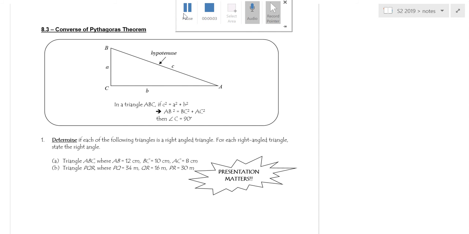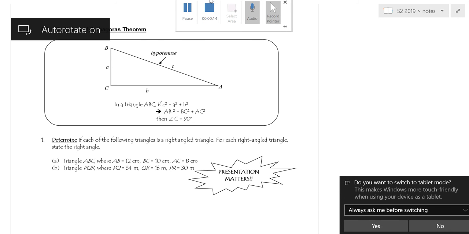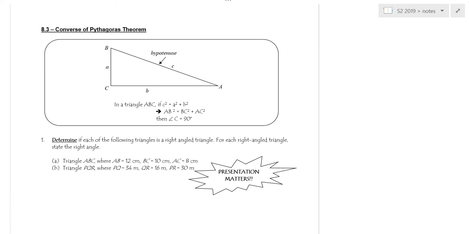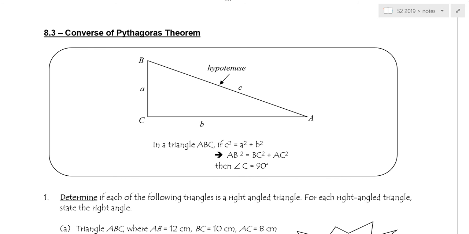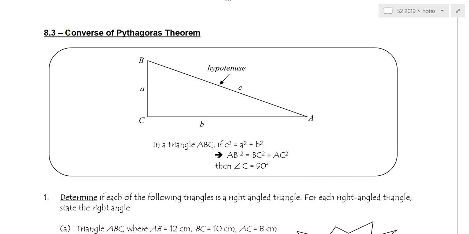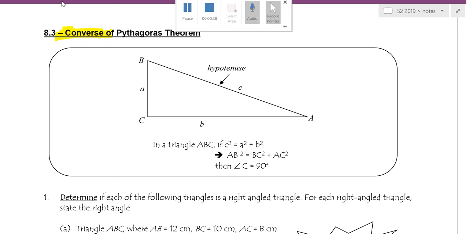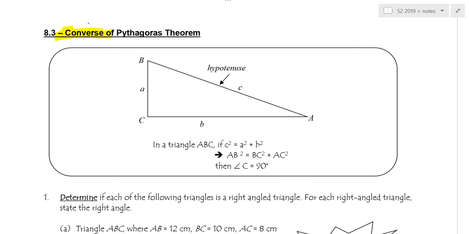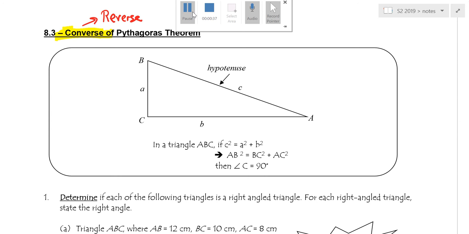Right. Can all of you start by writing this word? Highlight the word converse. Now this converse is not the shoe that you are wearing. First, converse means reverse Pythagoras theorem. Now let's revise Pythagoras theorem again.